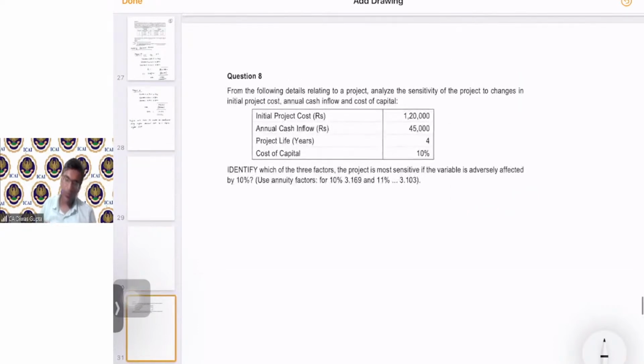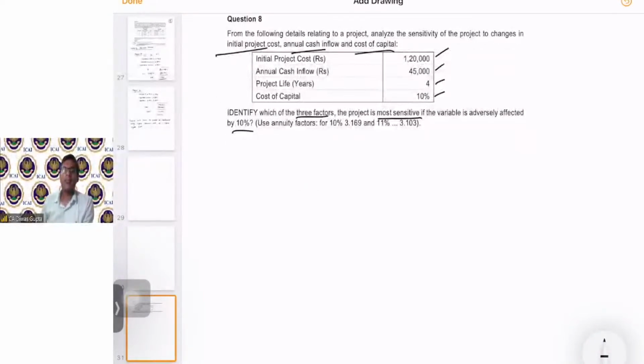Let's come to question number 8. Question number 8 says that from the following details relating to a project, analyze the sensitivity of the project to changes in the initial project cost, annual cash inflow, and cost of capital. These are all inputs to the capital budgeting. So the initial project cost is 120. Identify which of the three factors the project is most sensitive to if the variable is adversely affected by 10%. So students, the question is asking us to calculate where the highest sensitivity lies.